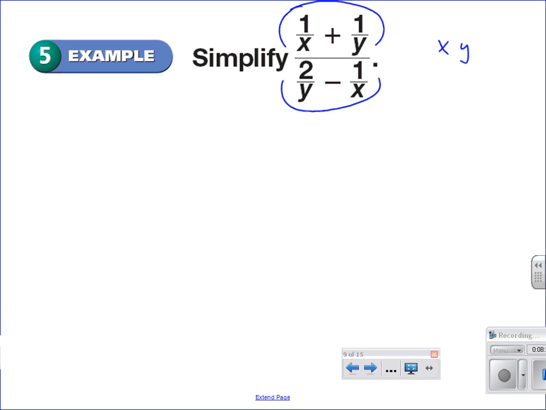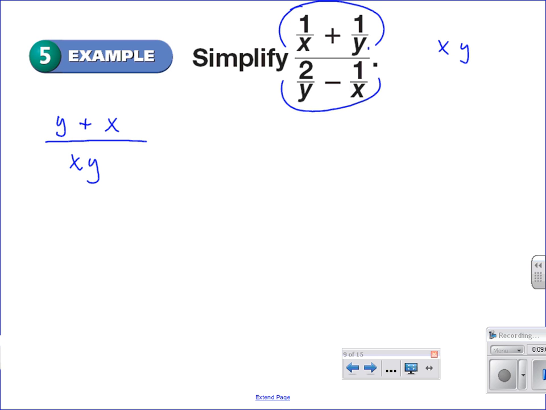So the top would now be, okay, what's missing? 1 over x is missing a y. So y, and the plus 1 over y is missing an x in its denominator. So I need to multiply 1 times x. And now that's your new numerator.